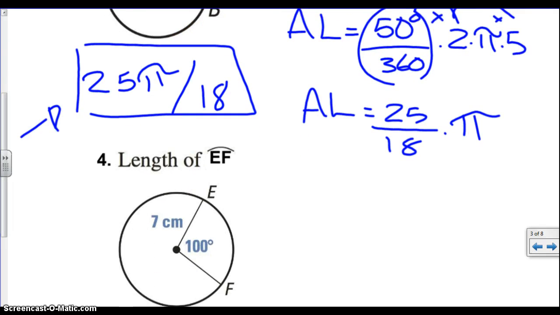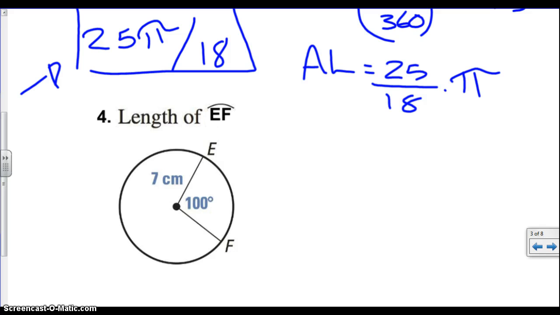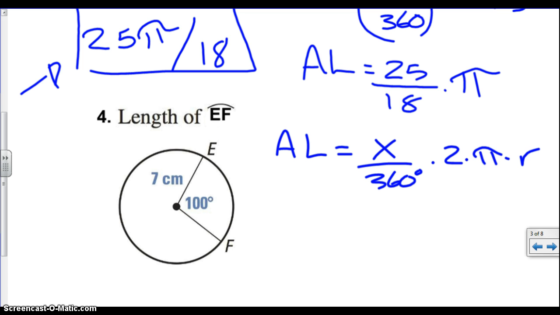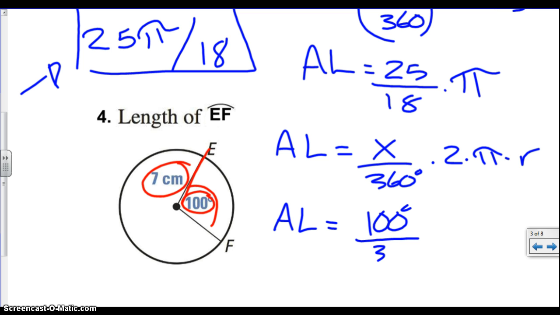Let's look at number 4. 4 is the exact same problem. All right, so let's write our equation. It's AL for arc length equals x over 360 times 2 pi r. We know our radius is 7. We know our angle measure is 100. And so now we're just going to plug everything in like we did before. So I have 100 over 360 times 2 pi times 7.